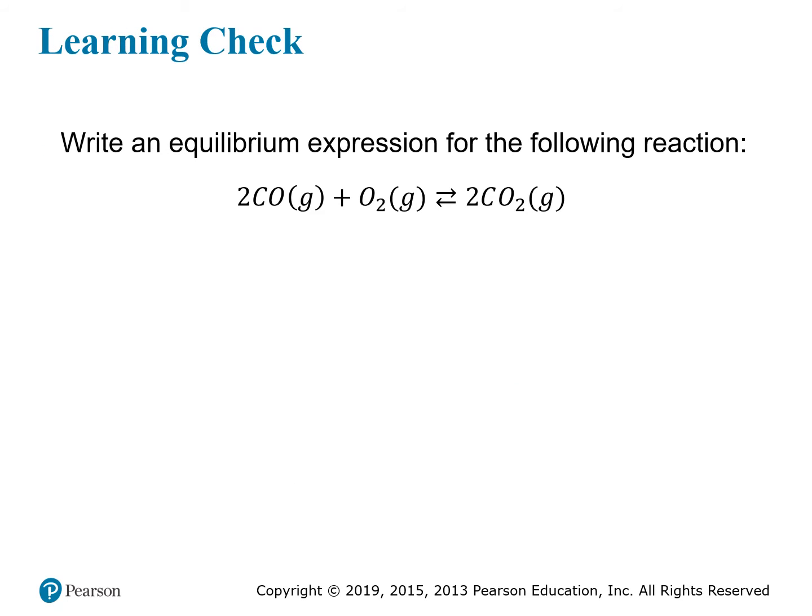So this formula for the equilibrium constant is a little bit confusing when you first encounter it. So the best way to learn it is to do some examples. In this problem it says, write an equilibrium expression for the following reaction. We have 2 moles of carbon monoxide combines with 1 mole of oxygen and produces 2 moles of carbon dioxide. And we see that this is an equilibrium or a reversible reaction because it has these two-way arrows.